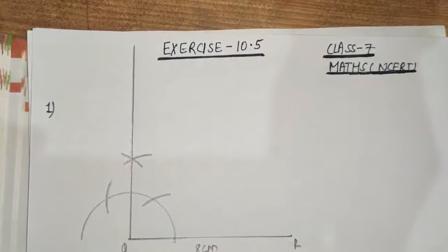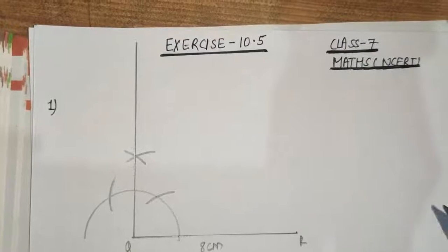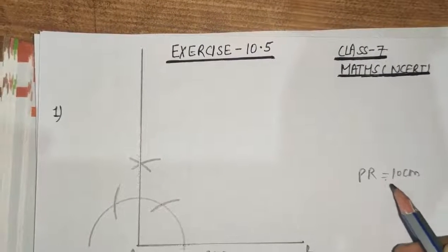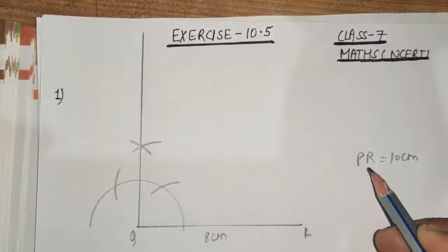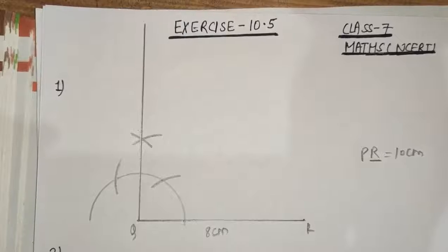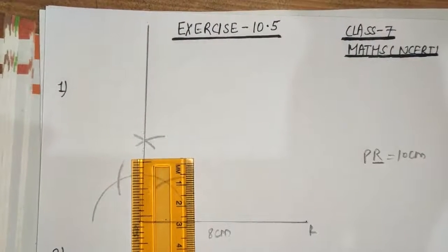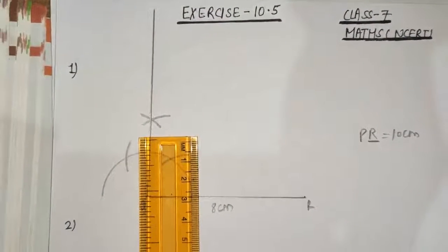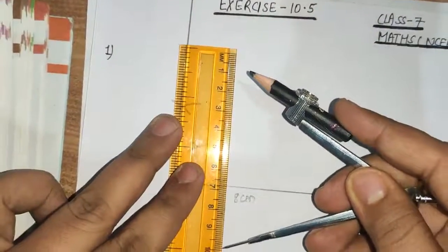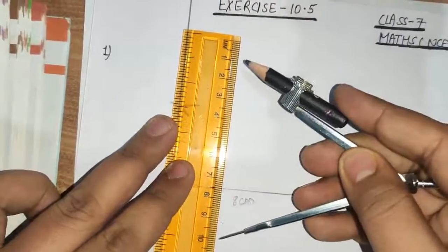And PR is equal to 10 centimeter. So you know that PR 10 centimeter, it can be drawn from R or it can be drawn from P. But here you can see R is given, P is not given. So we will take 10 centimeter in our compass. We are required to take 10 centimeter.